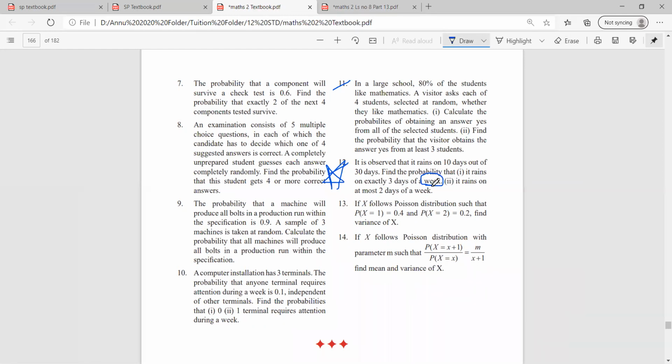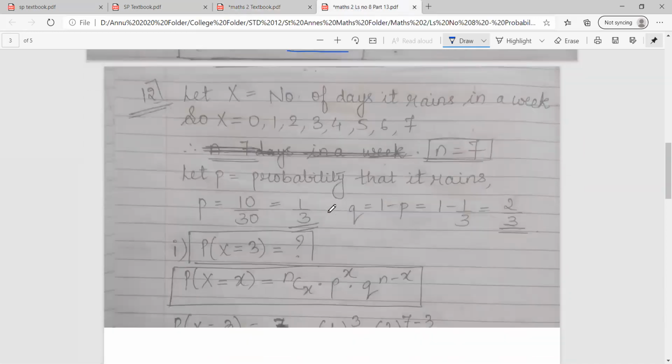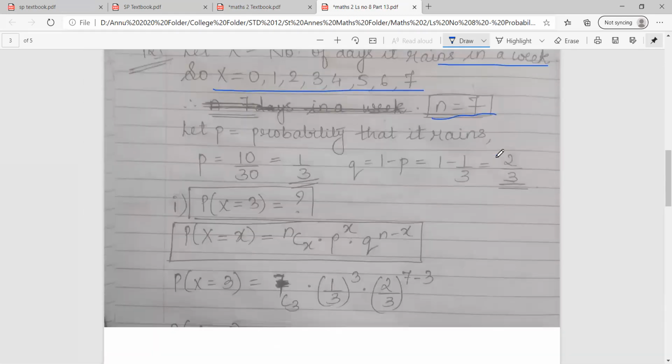So can I say n is equal to 7 over here? The probability we'll take success as it is raining. So it is raining 10 days out of 30 days. So our probability can be written like this. So let x denote the number of days it rains in a week. So as per that, the values in a week will be x is equal to 0, 1, 2, 3, 4, 5, 6, 7. So I'll take n to be 7 over here.